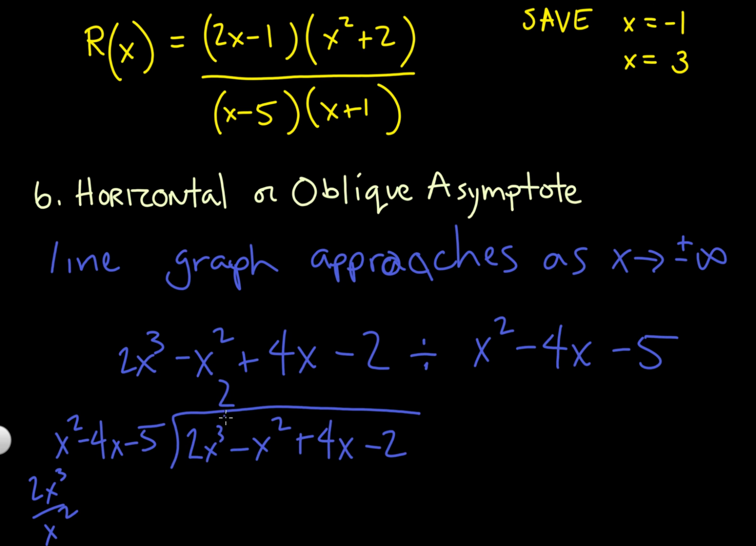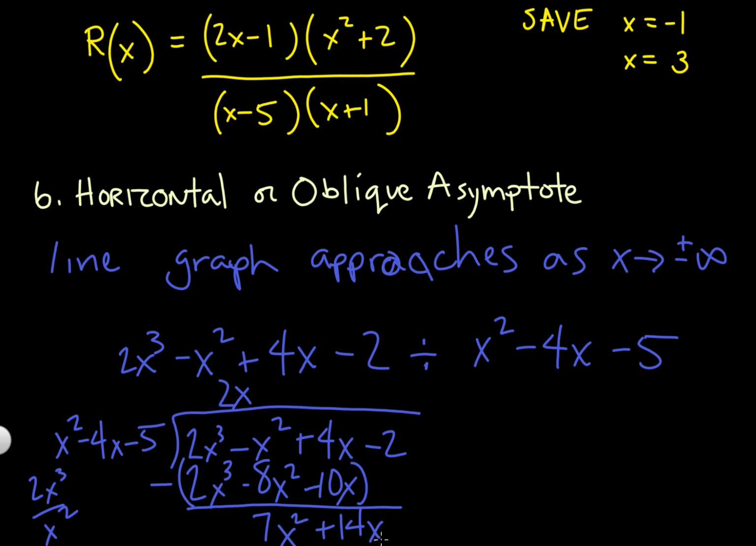I'm sorry, that's a 2x. Multiplying it through, we get 2x cubed minus 8x squared minus 10x. We subtract, so the first column goes away. We've got negative x squared minus negative 8x squared, which gives me 7x squared. 4x minus negative 10x gives me 14x. We bring down that negative 2, and then we repeat it all again.